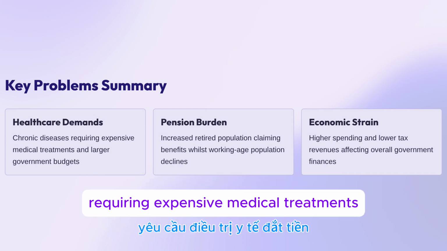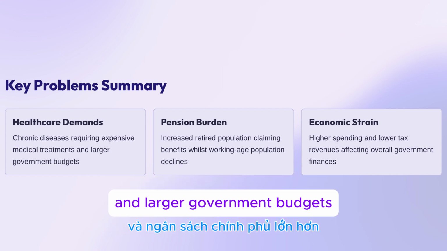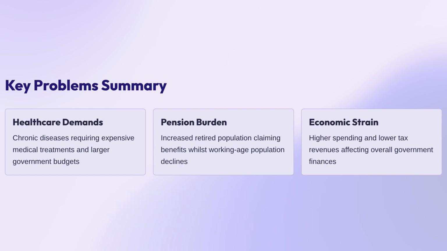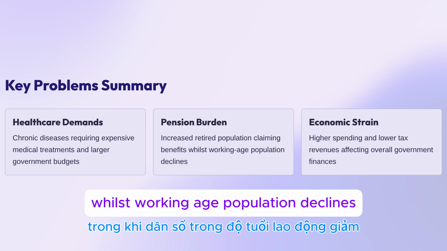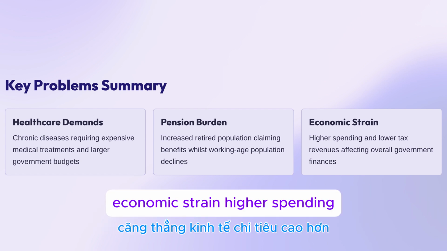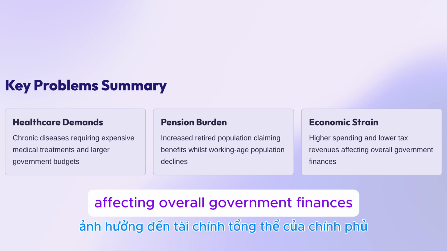Key problem summary. Healthcare demands. Chronic diseases requiring expensive medical treatments and larger government budgets. Pension burden. Increased retired population claiming benefits whilst working-age population declines. Economic strain. Higher spending and lower tax revenues affecting overall government finances.